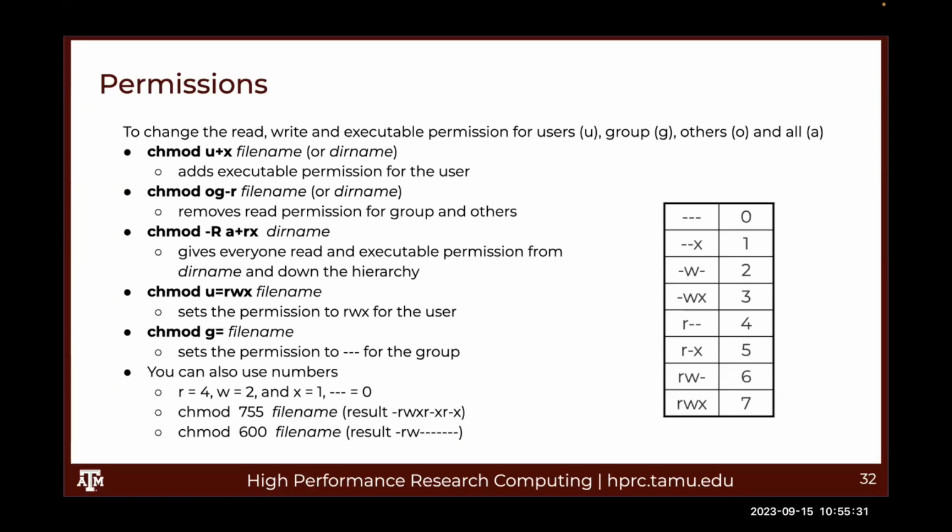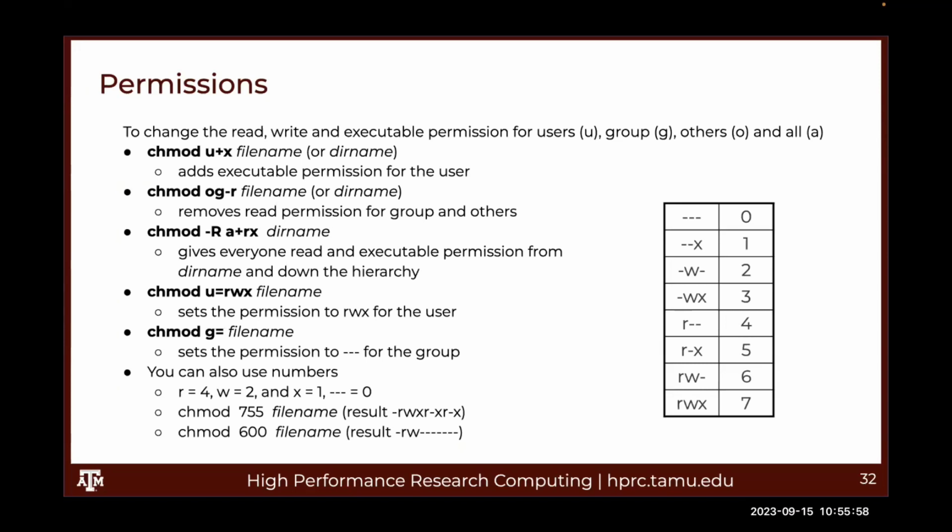If you do chmod dash capital R and then a plus rx, that's going to give everyone read and executable permission from the directory name and then all the way down through all the subdirectories, all the way through the hierarchy. You can set the permissions using the equal sign, so the user can have read, write, and execute. And then same with the g for the group.